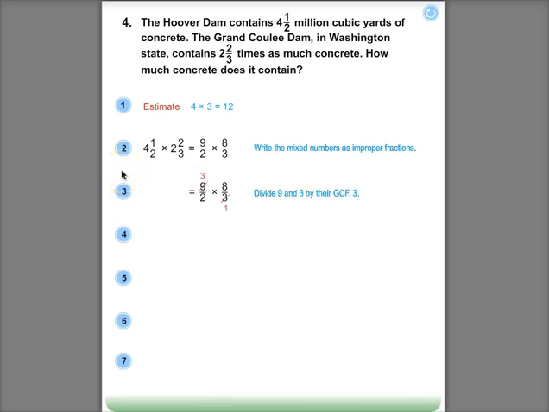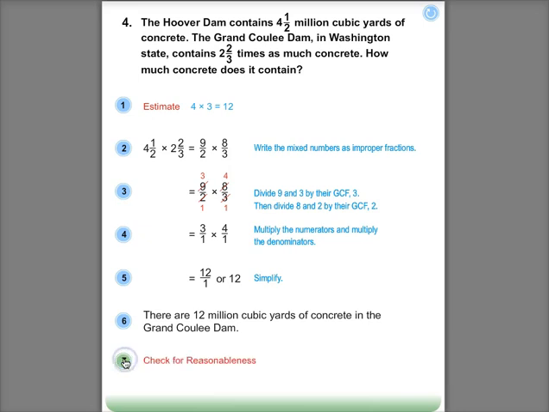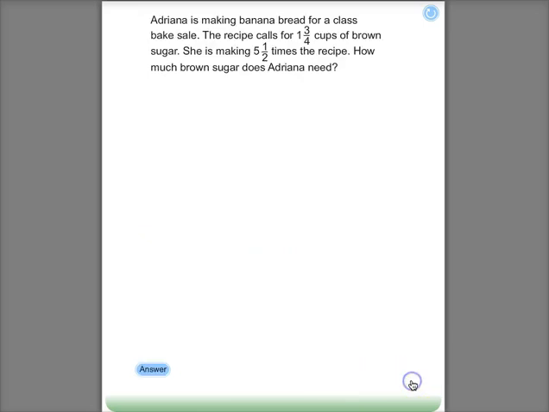Now we just simply set it up as a normal problem, but once again, we can cross simplify. 3 ones times 4 over 1 equals 12 over 1, or we can drop the 1 and we just have 12. There are 12 million cubic yards of concrete in the Grand Coulee Dam. Look at our estimation, worked out perfect. 12 is equal to 12.